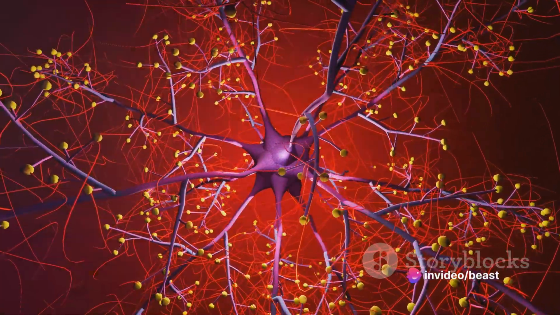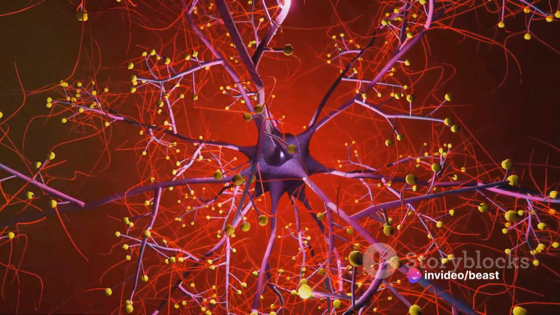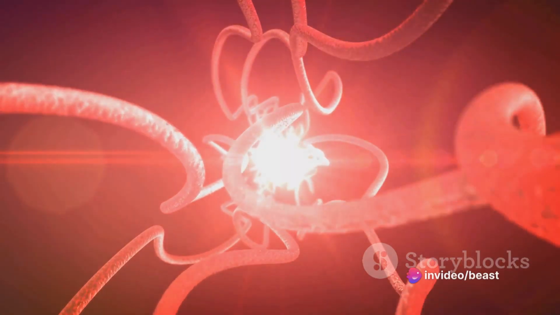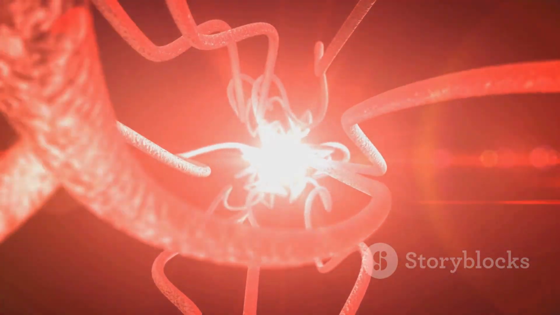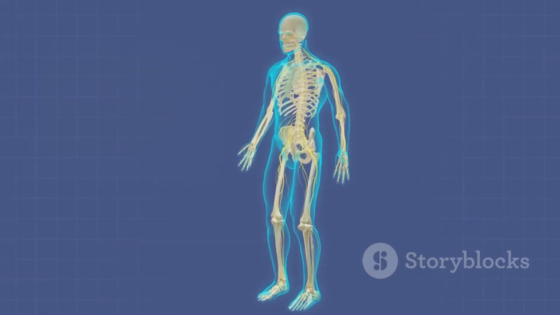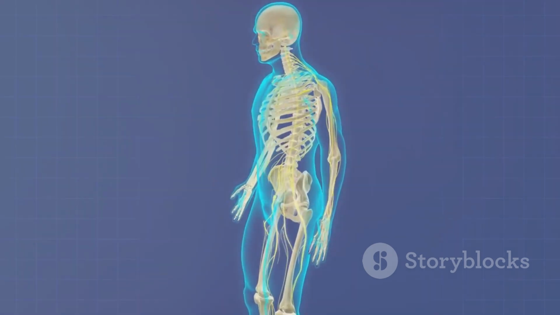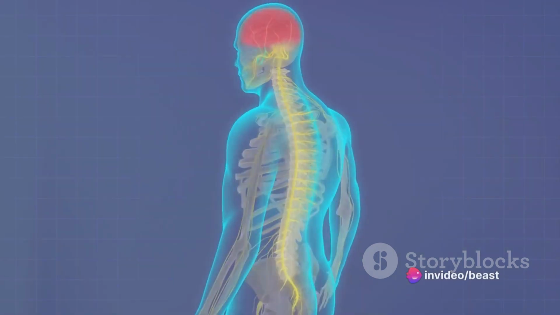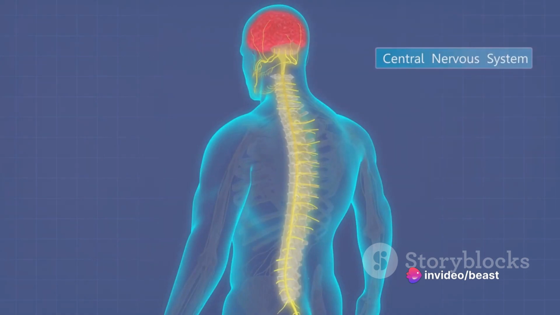Starting from the top, the nervous system can be categorized into two primary parts: the central nervous system, comprising the brain and the spinal cord, and the peripheral nervous system, which is essentially all the nerves that connect the central nervous system to the rest of the body.